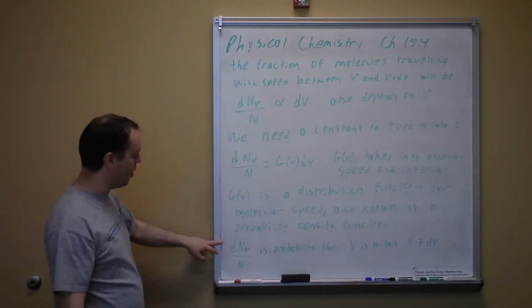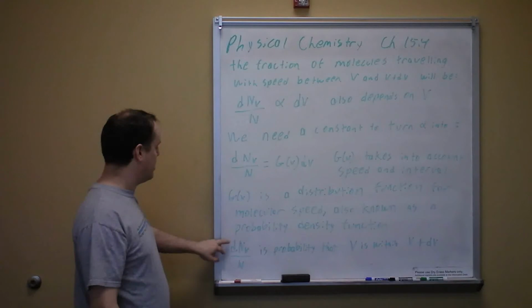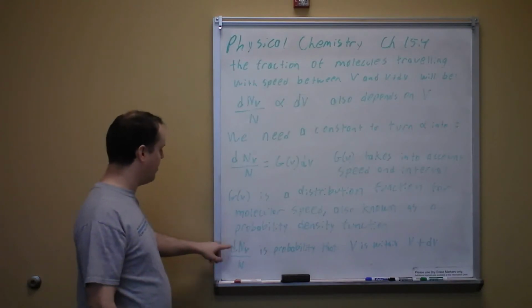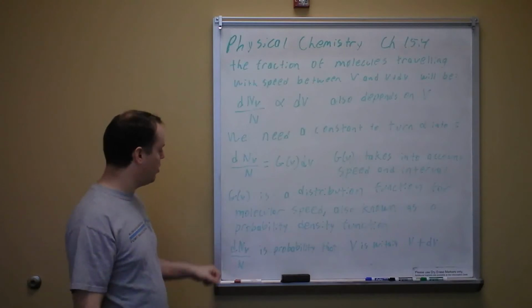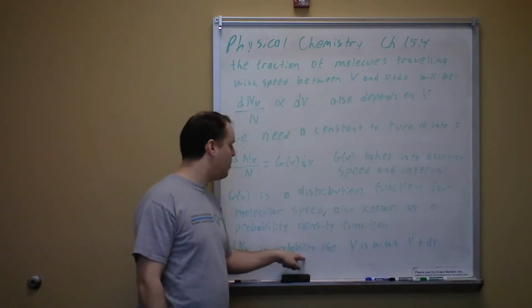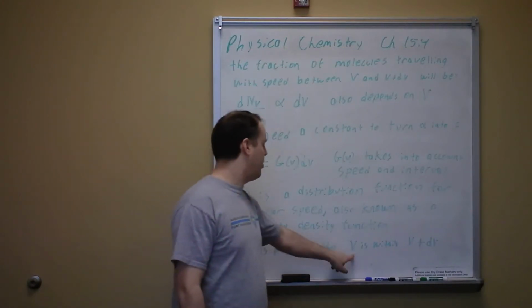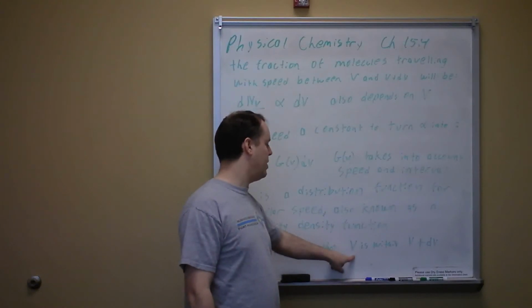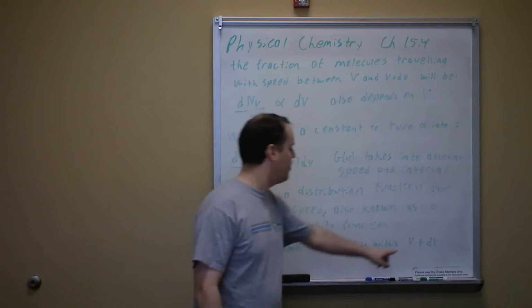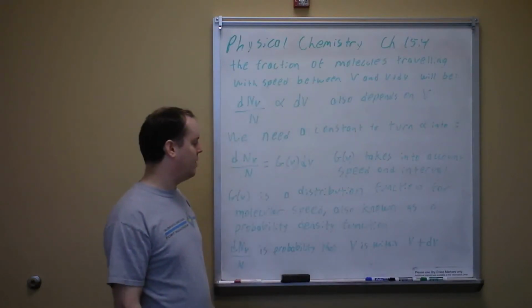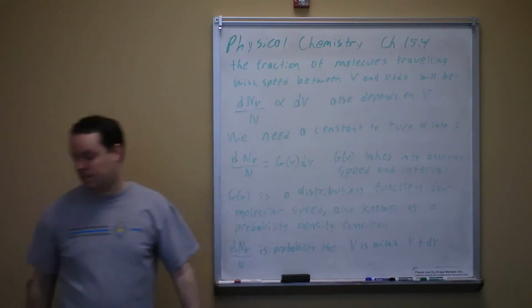So those of you who have taken probability know what that means. So this fraction here that we're talking about, this differential of the number of molecules of speed v divided by the total number of molecules, is really a probability that the speed of any molecule is within the range of the speed we're interested in, from v to v plus dv.